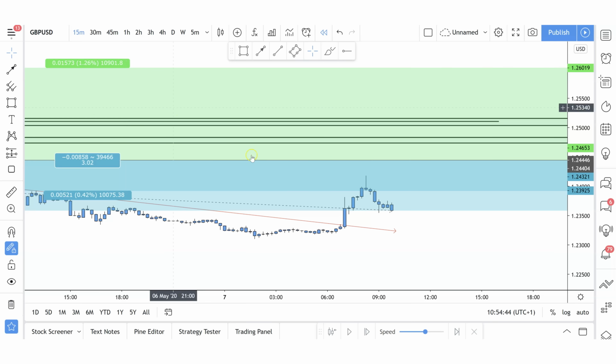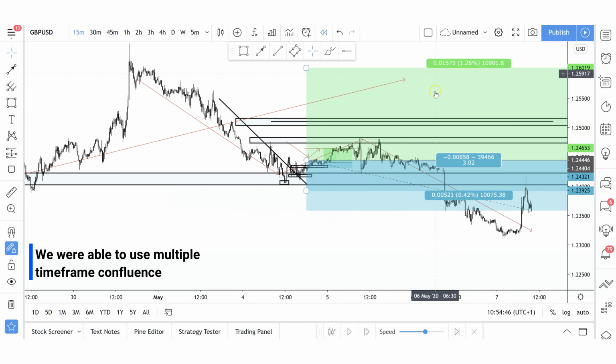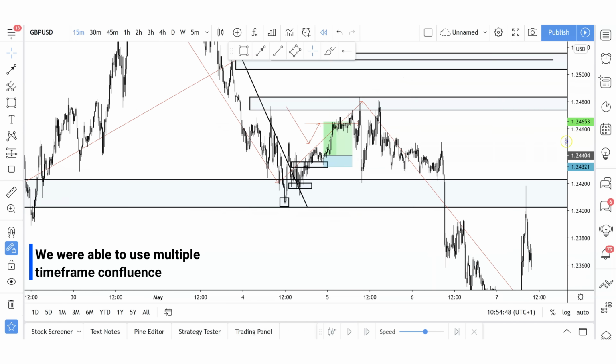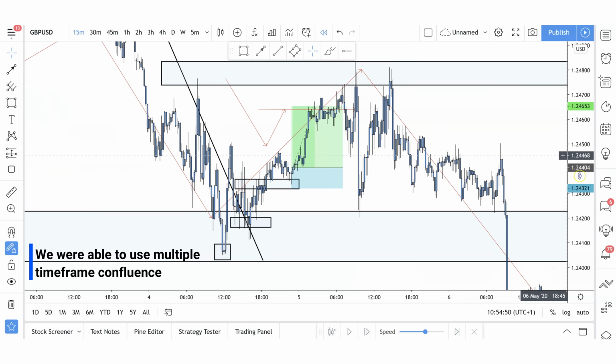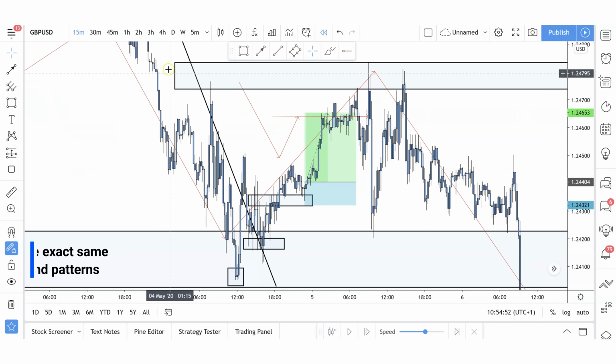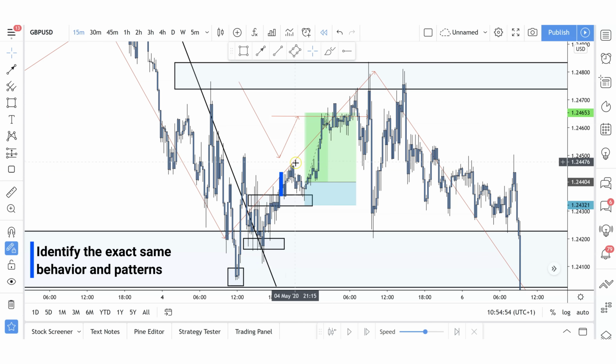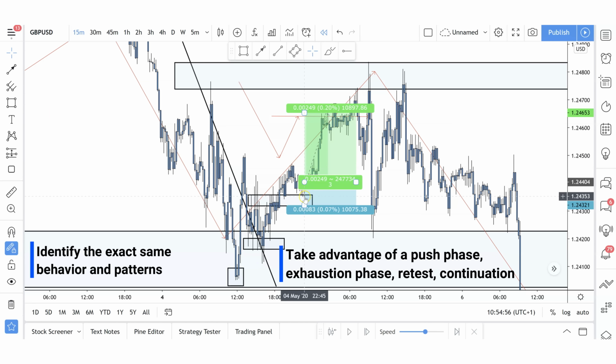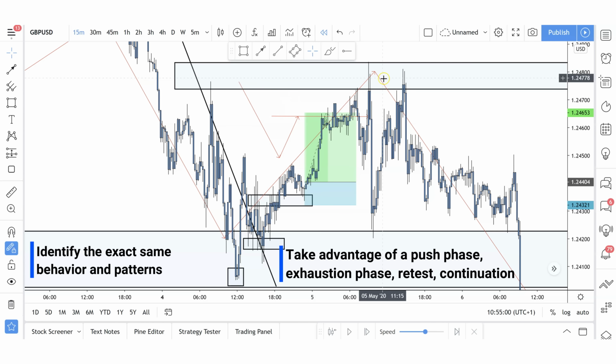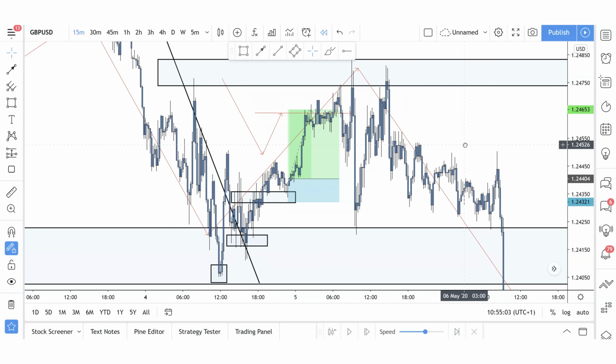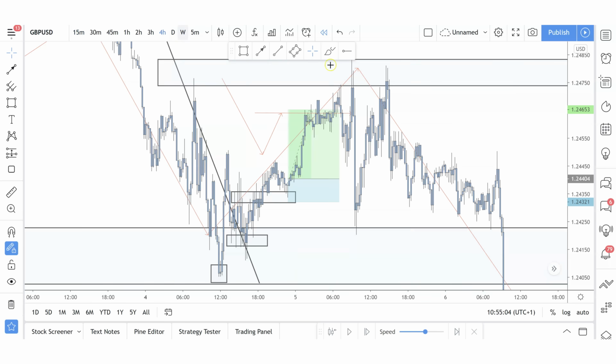But you see us, we were smart. And we were able to use multiple time frame confluence to be able to scale down to our 15-minute time frame, identify the exact same behavior and patterns, take advantage of a push phase, exhaustion phase, retest, continuation before the true structure on the 4H kicked in. So I hope that was useful for you.